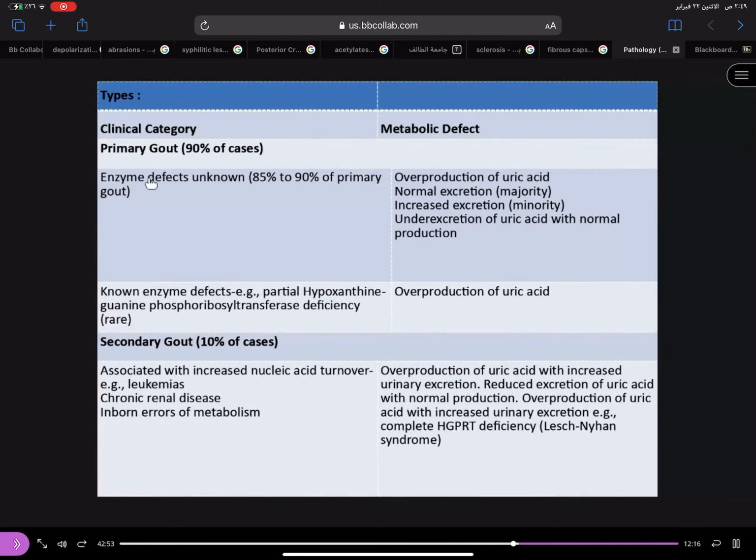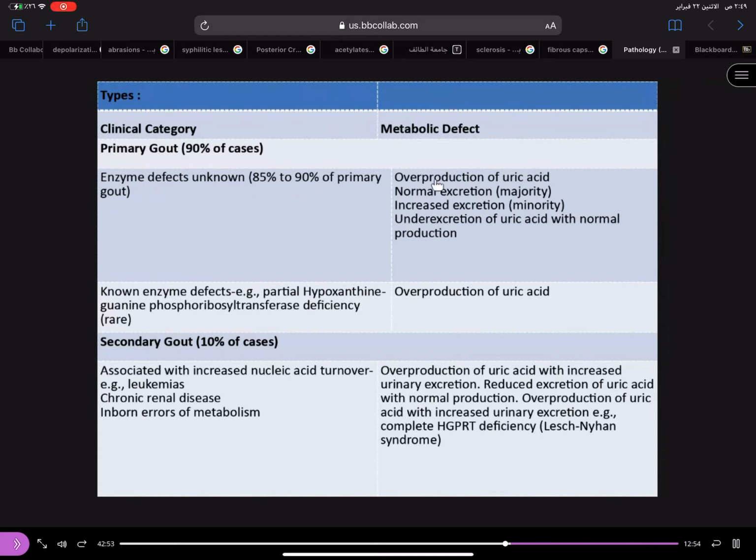So anyway, we will start from here. Enzyme defects. So primary gout means these are the enzyme defects. For the metabolism of the purine, a few enzymes are required. You have discussed those in biochemistry. So if there's some defect of those enzymes, that leads to primary gout. Most of the time, enzyme defects are not clear, what the enzyme defects are.